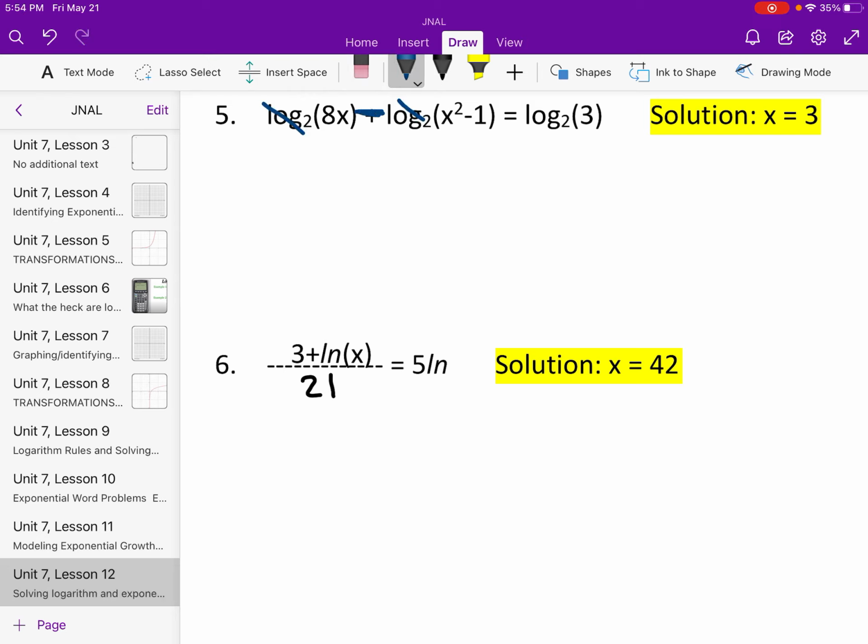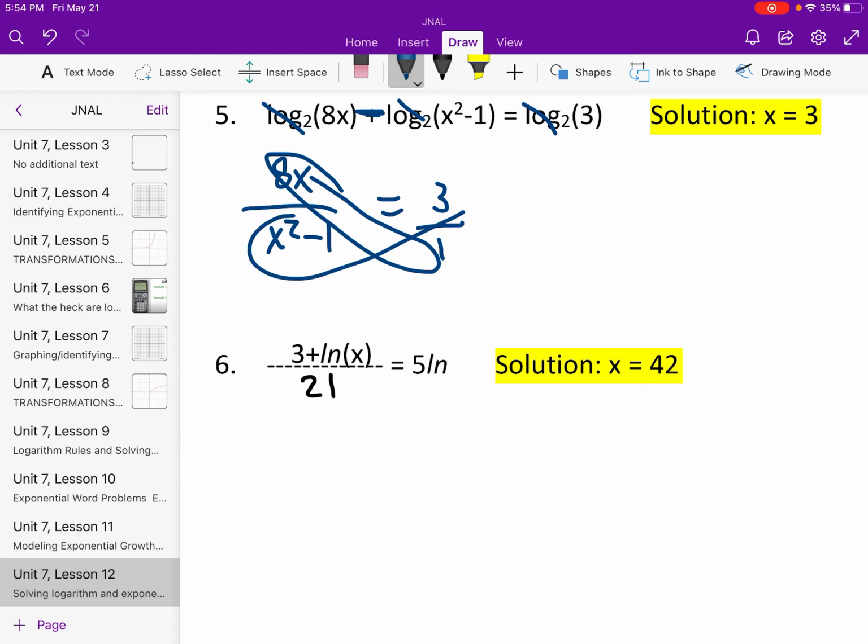Still, these cancel out, but instead of multiplying these, you divide them. So you get 8x divided by x squared minus 1 equals 3. 3 is really over 1, so we can cross-multiply these. So then you get 3x squared minus 3 equals 8x.